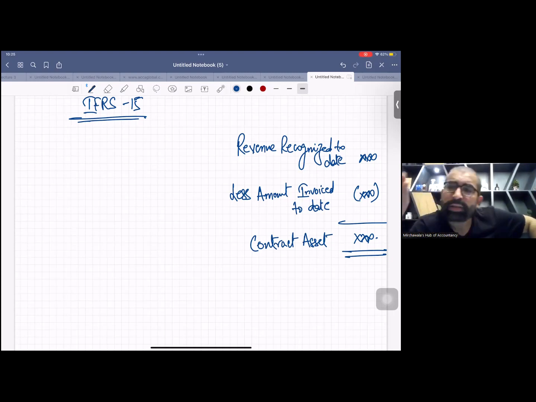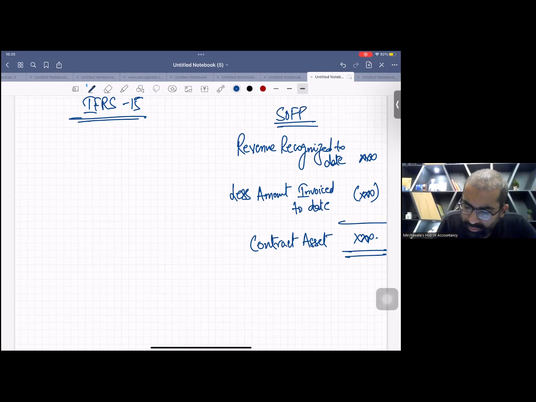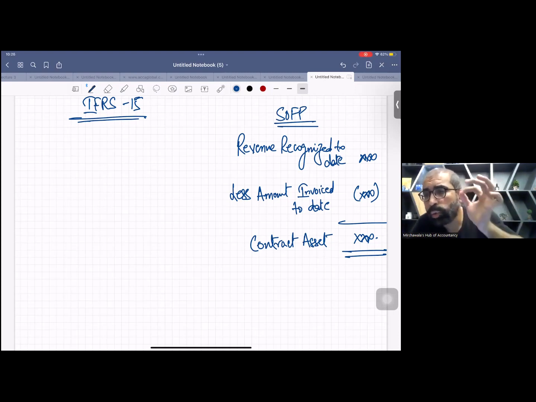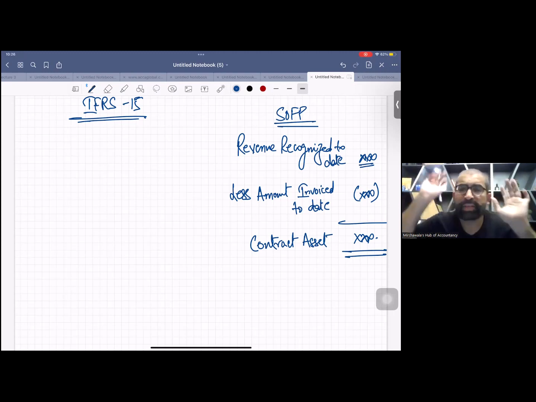Previously you used to do it in such a way: cost incurred to date, add profit recognized to date, less progress billings, and you used to get it, right? But now it's very simple. See, this is the SOFP working. Revenue recognized to date, that means whatever revenue you have recognized in the income statement, just write it here. And less amount invoiced to date, this is the exact wording, whatever amount of invoice you have sent to your customer.